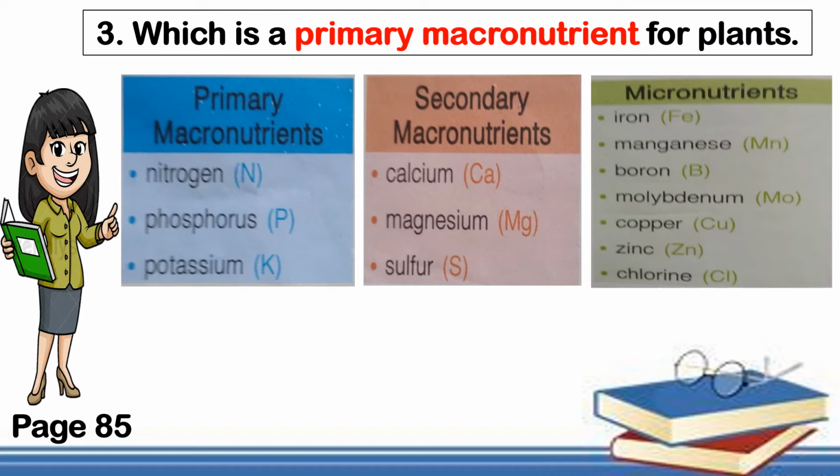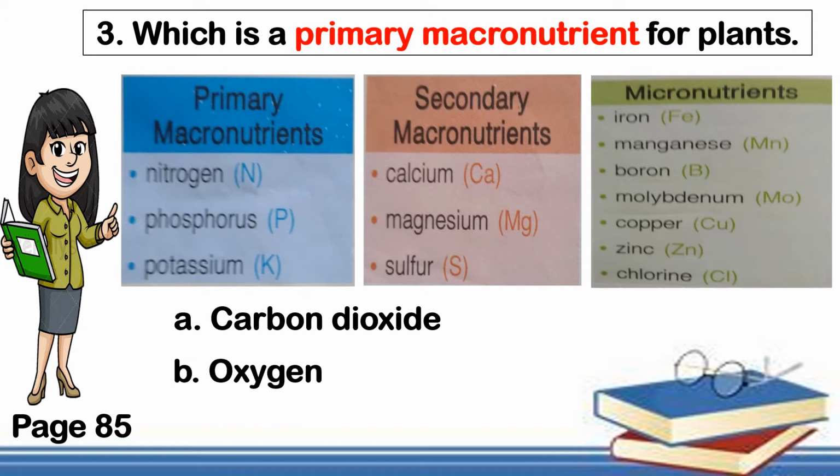So you can see the answer here. Letter A, carbon dioxide. Can you see carbon dioxide here? Letter B, oxygen. And letter C, nitrogen. Again, the primary macronutrient for plants. Letter A, carbon dioxide. B, oxygen. C, nitrogen.